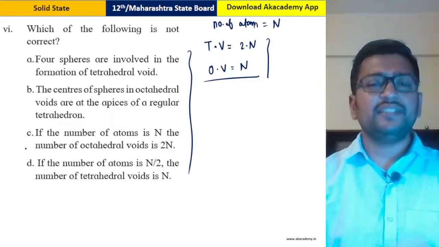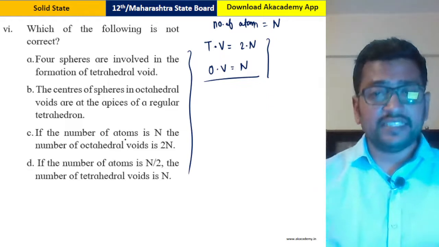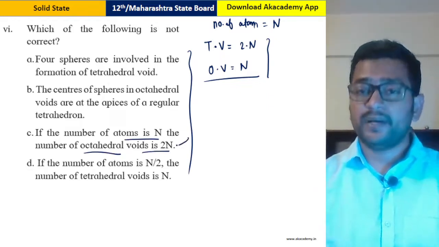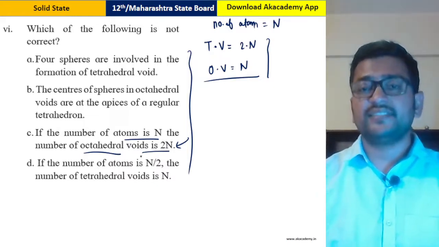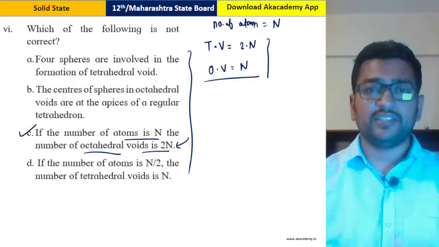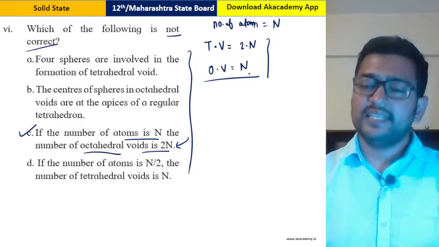If you read option C, what does it say? It says if the number of atoms is N, then the number of octahedral voids is 2N. But you know what it must be? It must be N. So we can say this statement is wrong, and hence C should be your correct answer, because they are asking about the incorrect statement. I hope this is clear to you.